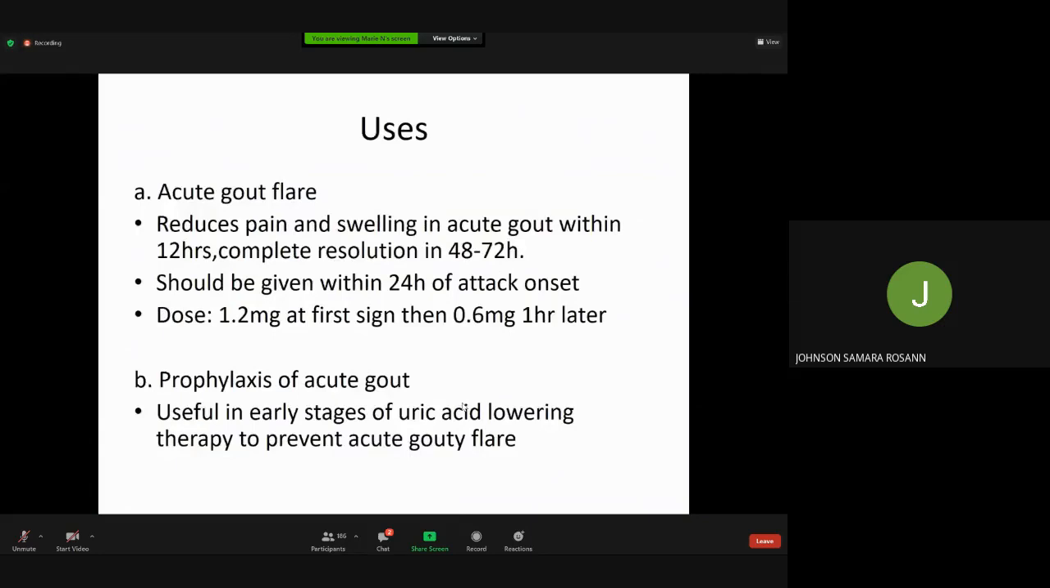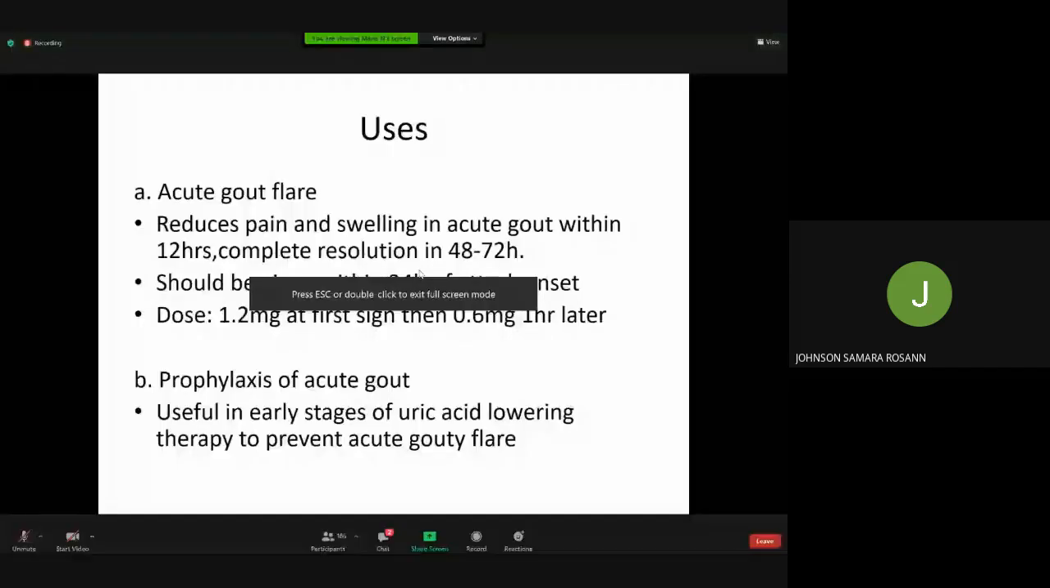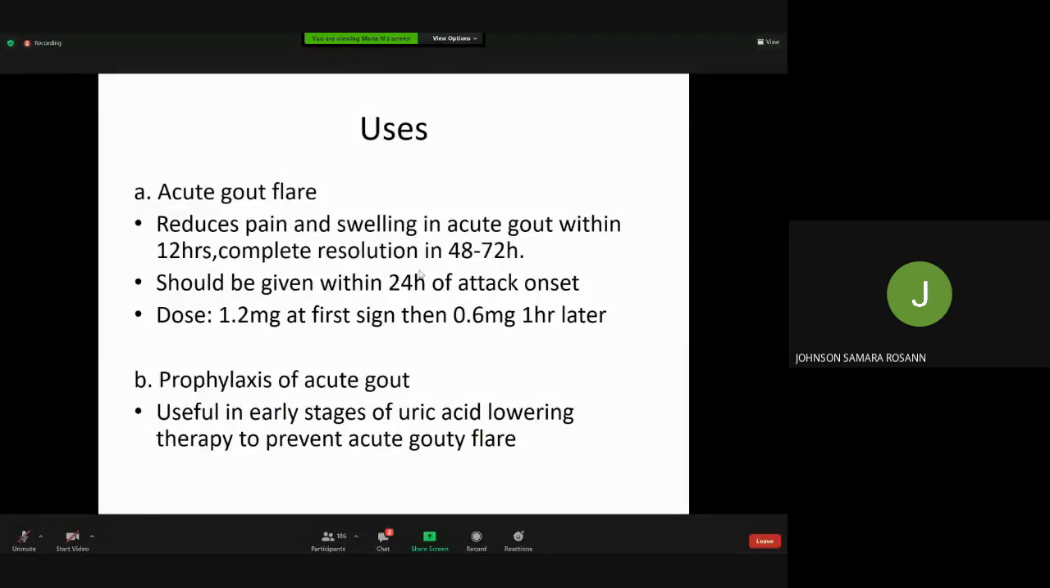So the main use will be in an acute gout flare, and I say that it is one of the first-line agents because it actually reduces the pain and swelling within 12 hours. So your patient will really thank you because this thing is really painful. So within 12 hours, colchicine will reduce the pain and swelling with actual complete resolution of the pain and swelling within 48 to 72 hours. It should be given early in the course of the disease. So within 24 hours of the patient having the acute attack, that is the best time to give it, within 24 hours of attack onset.